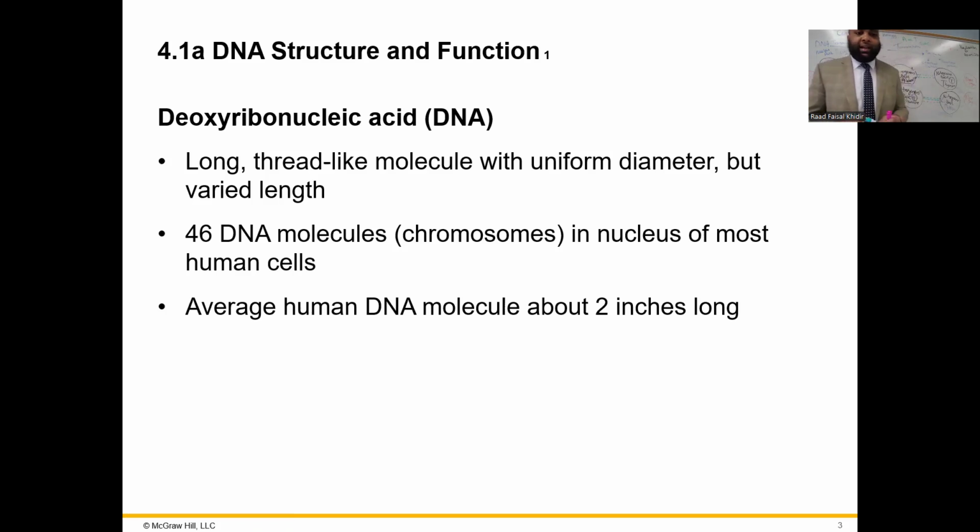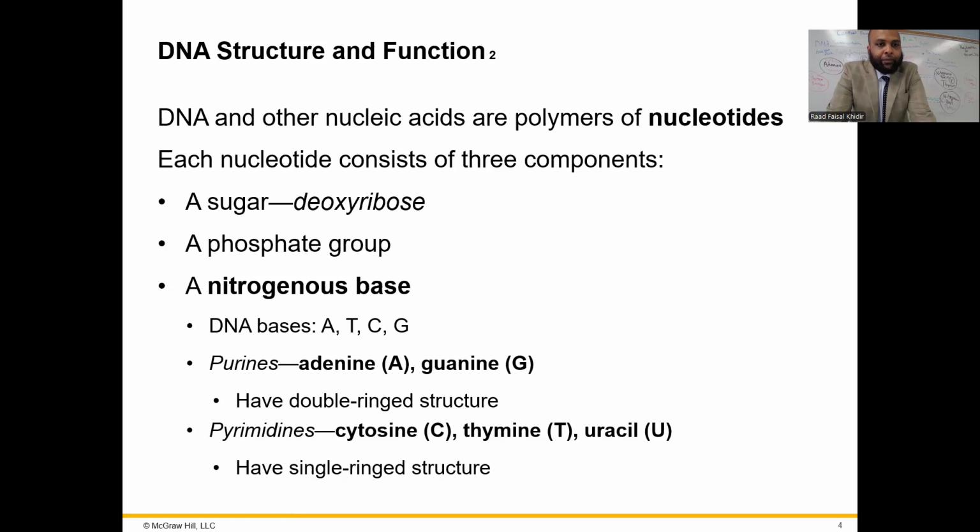Deoxyribonucleic acid, DNA, is a long thread-like molecule with uniform diameter but varied length. There are 46 DNA molecules, chromosomes, in the nucleus of most human cells. The average human DNA molecule is about 2 inches long.